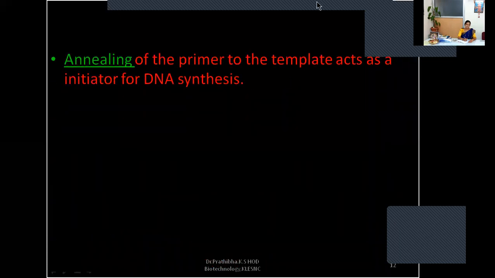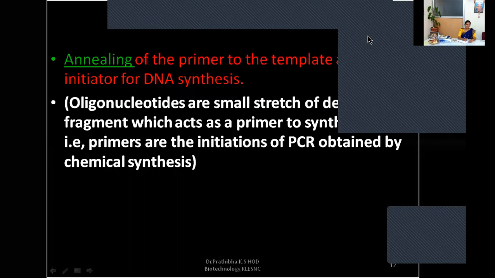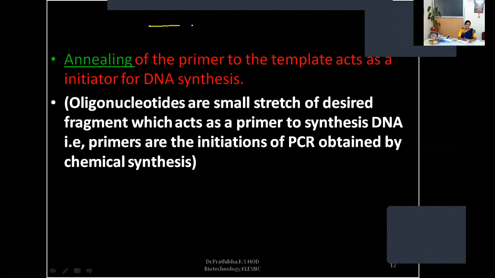Now let us go through annealing. What is this annealing? This question is asked in the examination for 2 marks, so kindly make a note of this one. You'll understand what annealing is later, when I explain the mechanism of PCR with its different steps. Annealing of the primer to the template acts as an initiator for DNA synthesis. As I told earlier, if there is a double stranded DNA, DNA polymerase cannot go and attach to it.